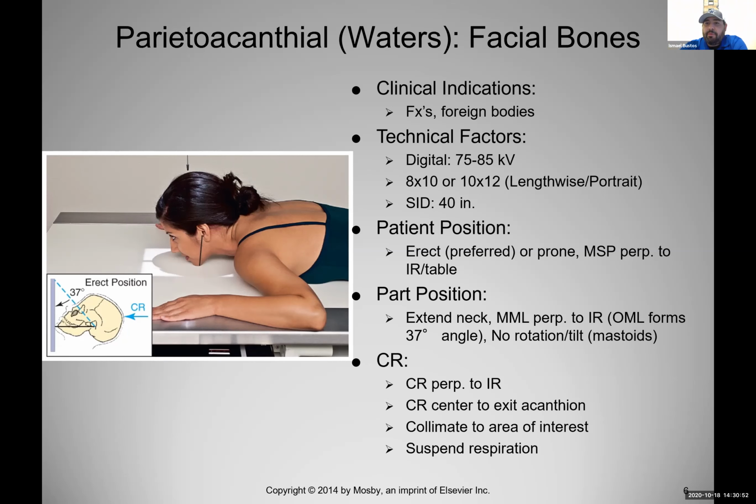That means it's entering the parietal bone, exiting the acanthion. So it should exit right underneath the nose, exit the acanthion, collimate, suspend respiration. Remember the little trick I told y'all: open up that light field and look for that crosshair that's coming across the table here. That crosshair should go right underneath the acanthion.